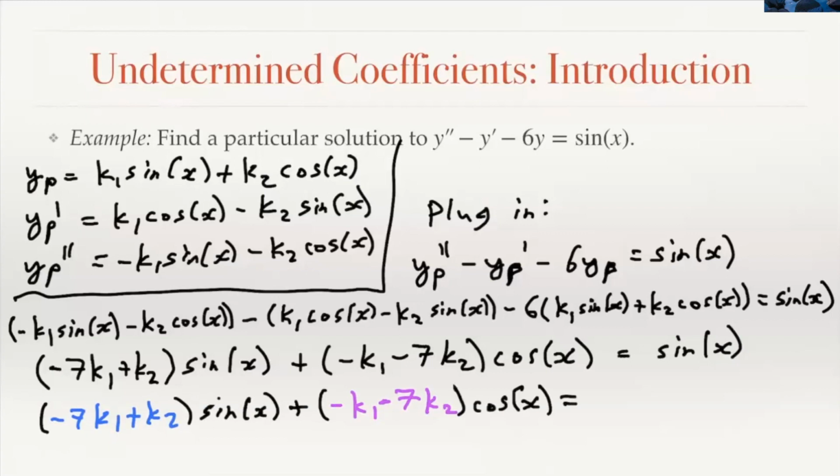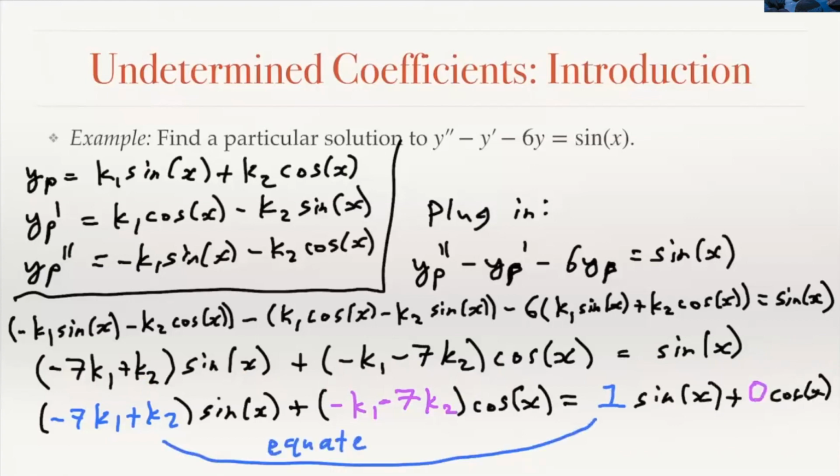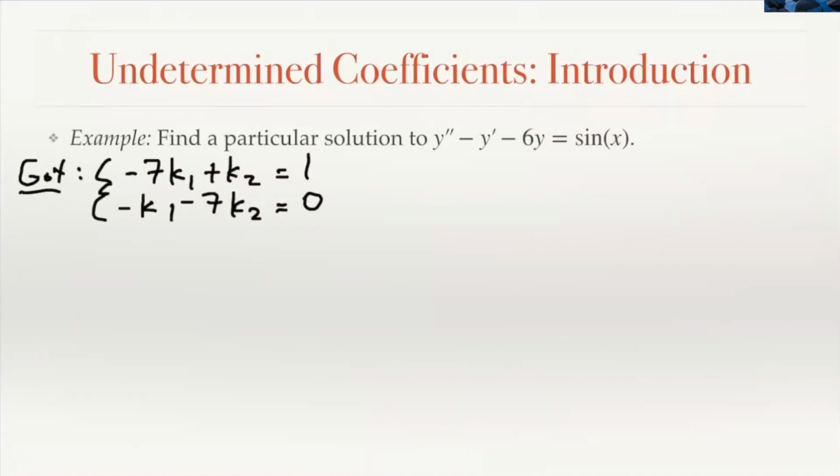And now we equate coefficients, because this equality needs to hold true for all x. That means the coefficient of sine here must be the coefficient of sine there, and the coefficient of cosine there must be the coefficient of cosine here. What is the cosine over there? Well, there's an invisible plus 0 cosine. So we equate these coefficients, and we have a system of two equations and two unknowns.